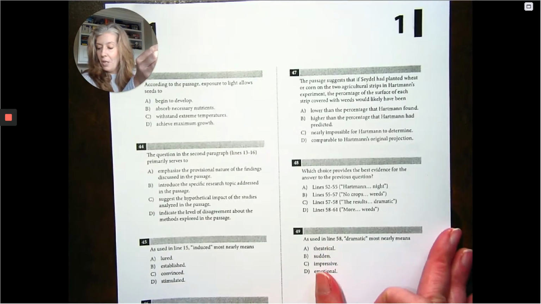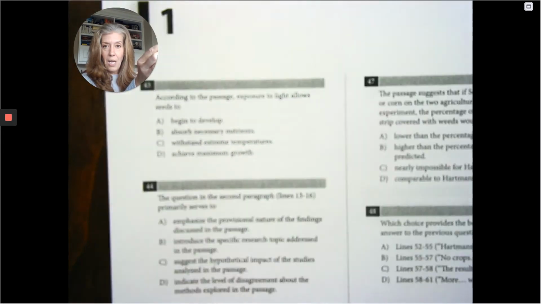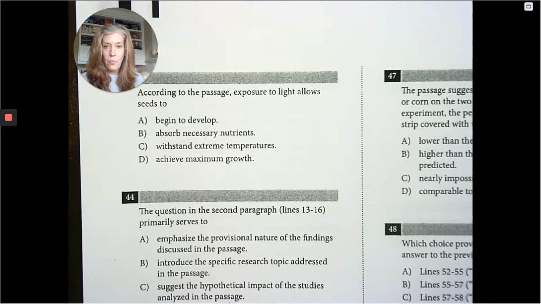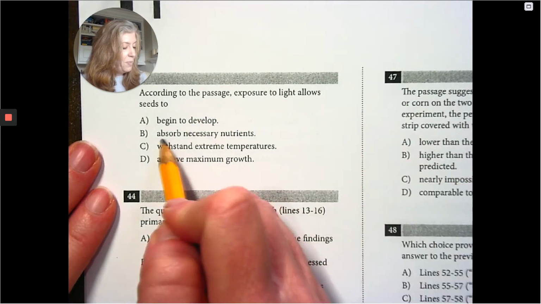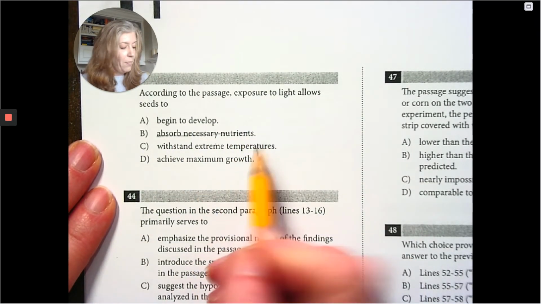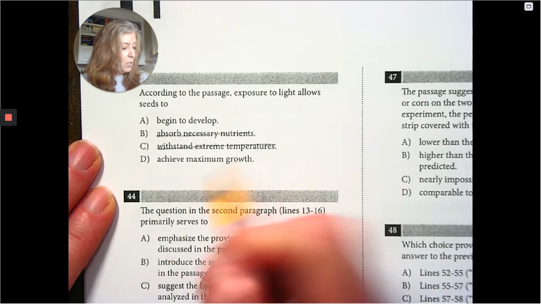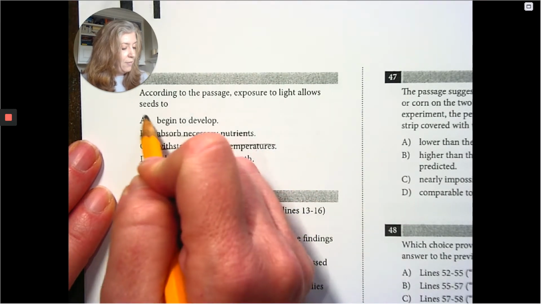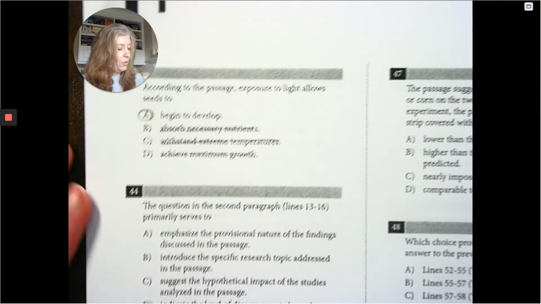Bring that in. According to the passage, exposure to light allows seeds to, I think we just wrote this for our theme, begin to develop, yeah. Absorb necessary nutrients? No. Withstand extreme temperature? No. Achieve no. They have to begin to develop to achieve maximum growth.